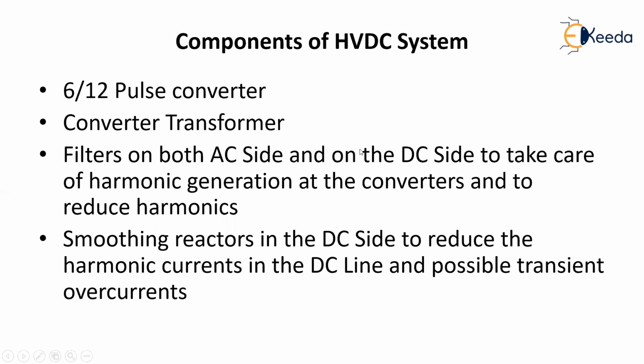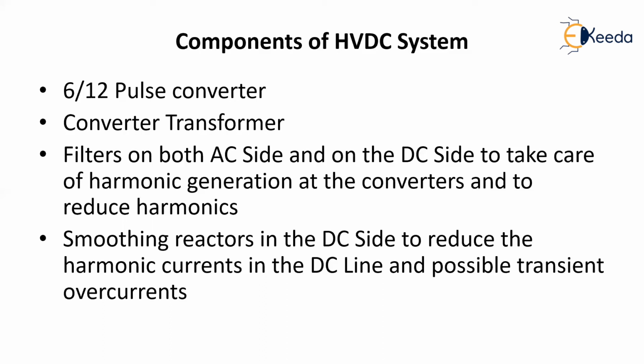Next we are going to discuss the basics about the components of the HVDC system. There are many components of an HVDC system, so we are going to see only the major components. First comes the 6 or 12 pulse converter. In any HVDC system, the basic requirement is the converter system. Converter here refers to a rectifier or an inverter. As we already discussed, the main advantage of an HVDC converter station is that the rectifier station can act as an inverter station, and at the same time the inverter station can also act as a rectifier station. So this is the possibility.